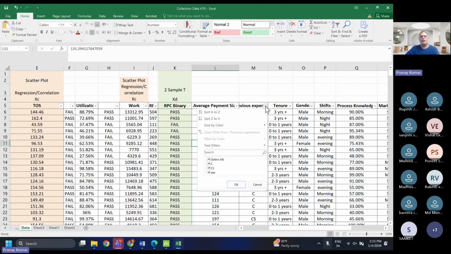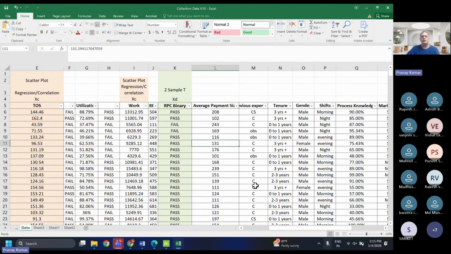In another variable I have three subgroups: C, CS, OBS. Greater than two groups? Again, one-way ANOVA test. Comparing mean of two groups, two sample T. Comparing mean of greater than two groups, one-way ANOVA.